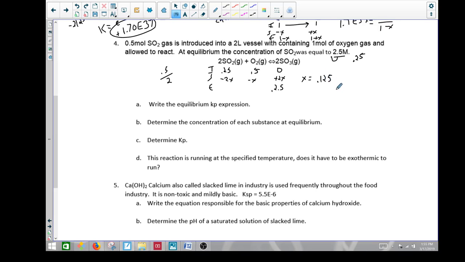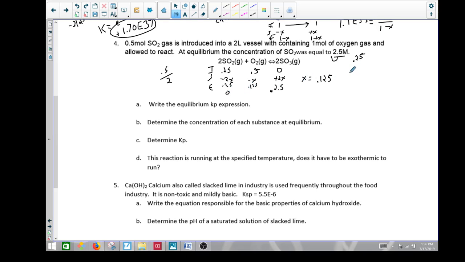Okay, maybe that's what I intended. All right, so this is going to be x is 0.125, and this is the same thing, which is 0.25. And that even comes out to 0. Even that gives me 0. So we wouldn't be in equilibrium at that point.